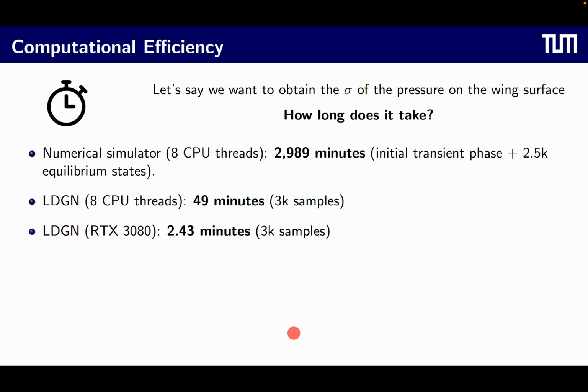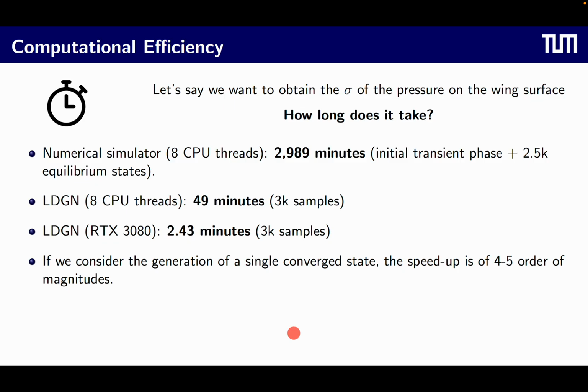Now, how do our diffusion graph nets perform? If we consider the task of inferring the pressure on the surface of a wing, then with OpenFOAM running on 8 CPU threads, we will need a bit more than 2 days. Whereas with our latent diffusion graph net on the same hardware, we just needed 49 minutes. And if we use a desktop GPU, then we just require a couple of minutes.